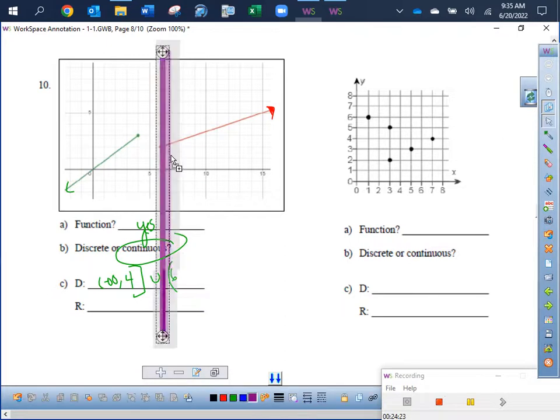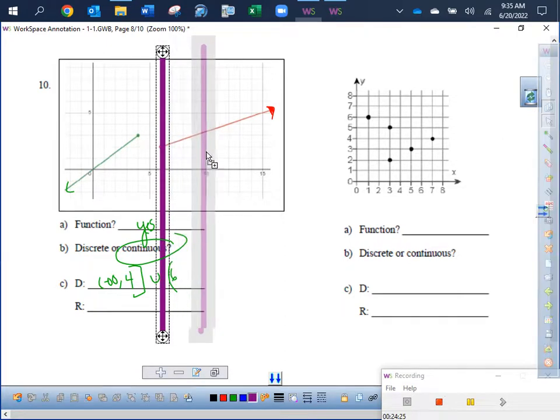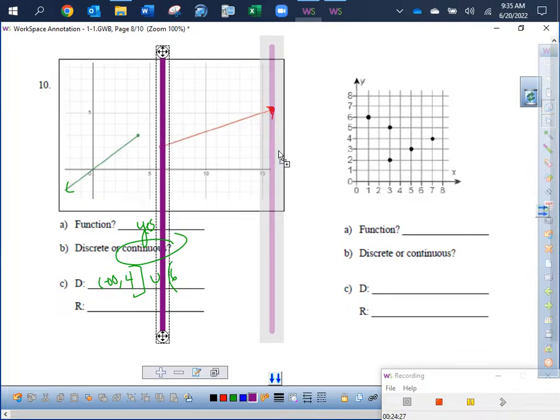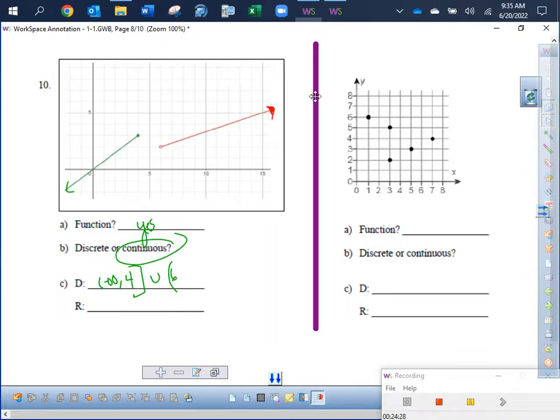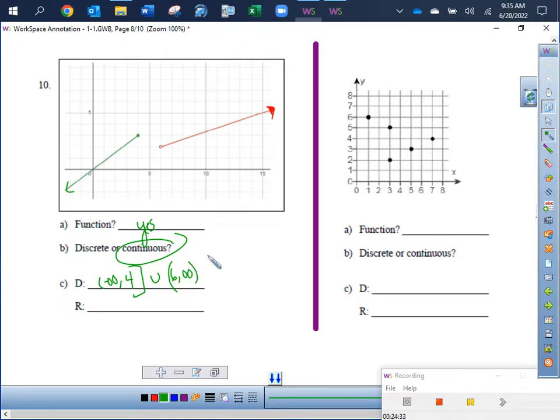And as I move on over, that thing is touching the red, touching, touching, and that's going to go on forever. Thank you, arrowhead. So that's going to go on to positive infinity. So that was the domain from negative infinity to 4 included, union 6 not included to infinity.